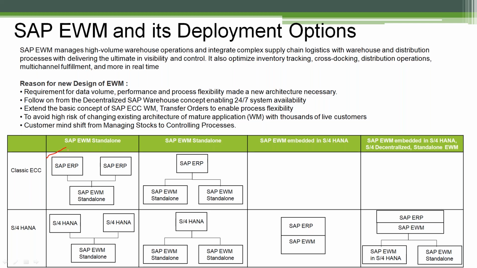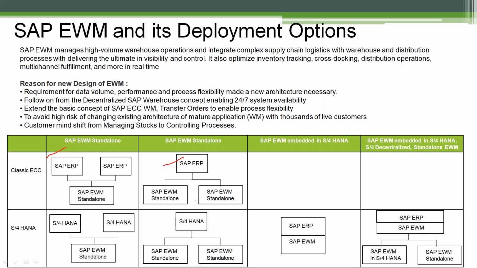You can suggest one of these deployments to your customers while you are implementing SAP EWM, or you may already be working on SAP Extended Warehouse Management with either of these deployment options. In classic ECC, we have another deployment option where SAP ERP can be connected to one or more EWM standalone systems. A company based out of Chicago has a warehouse in Chicago. The same plant has another warehouse in Germany. So these can be two separate EWM systems in two different countries.